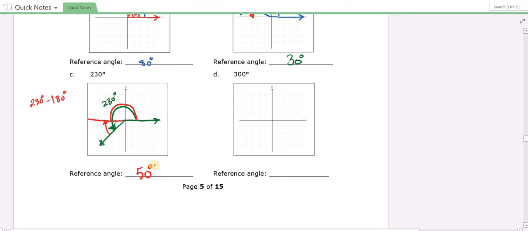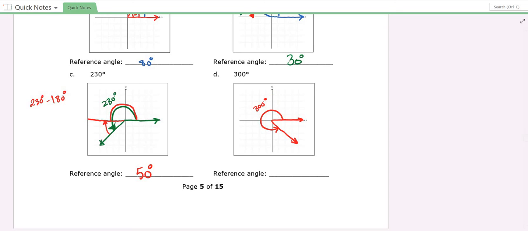The last one is 300 degrees. I know that the angle 300 degrees is in the fourth quadrant. So here is the initial side of the angle. And I'm going to go all the way, and here is the terminal side approximately. It's right here. So the measure of this is 300 degrees.